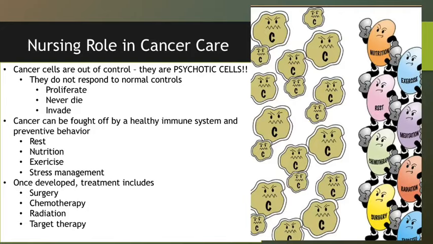All right. So the nursing role in cancer. Don't you guys love the guy from Khan Academy? The psychotic cells? Because that's what they are. Cancer cells are out of control. They do not conform to societal norms. And societal norms in cells is you don't invade other areas, you stick together, and you die when you're supposed to, and you don't reproduce unless you're needed. Those are the norms in the cellular world.